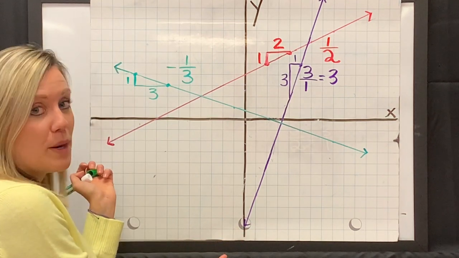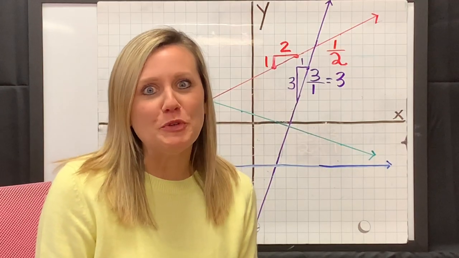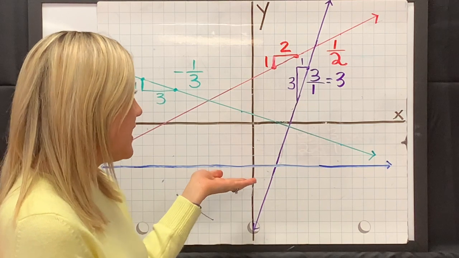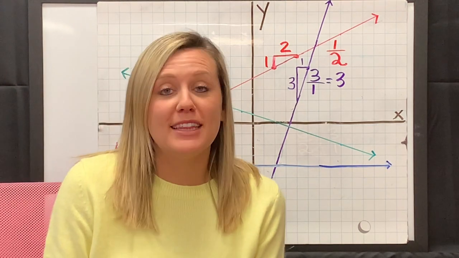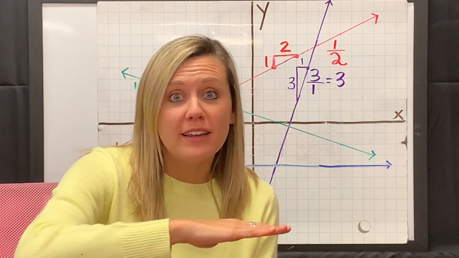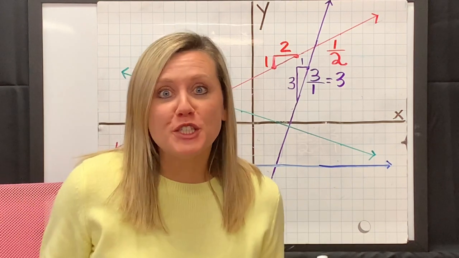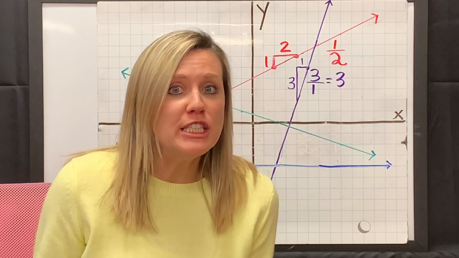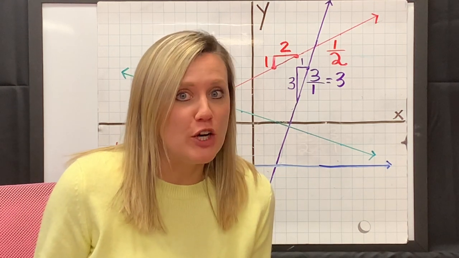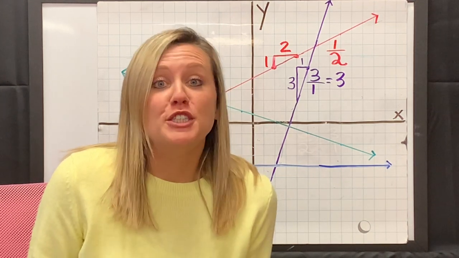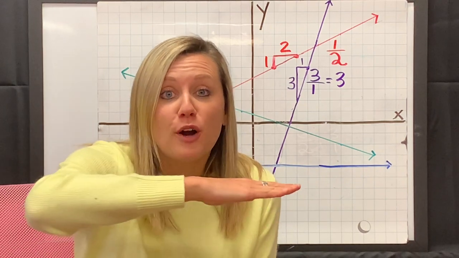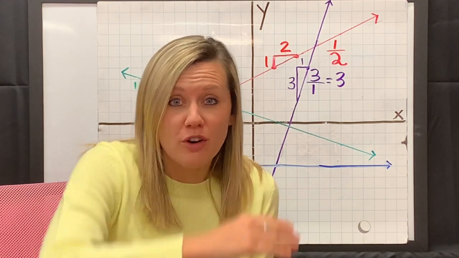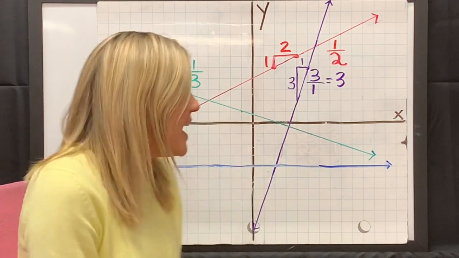Let's do one more. This blue one is the last line that we're gonna look at. And as you can see, this blue line goes perfectly horizontal. So just for a minute, just picture walking on the ground in your house. There is probably no slope to your flat ground.